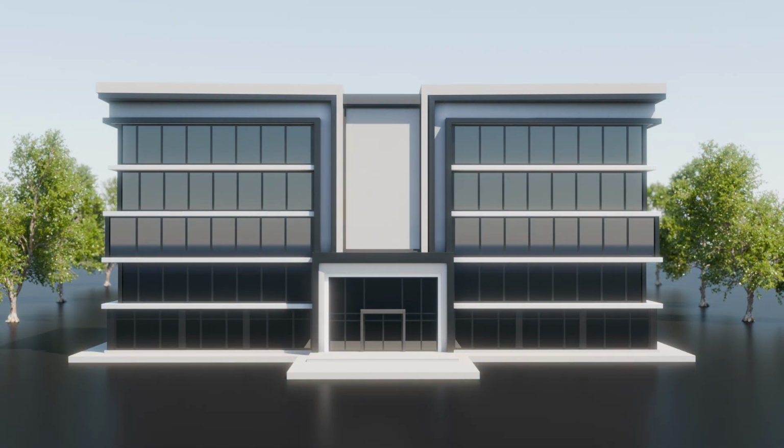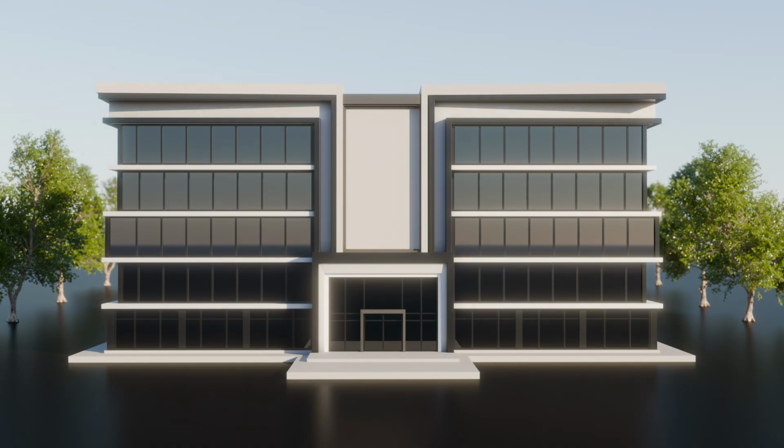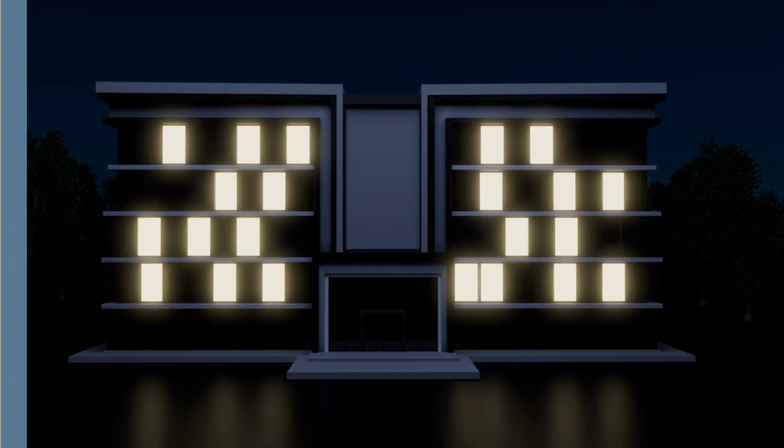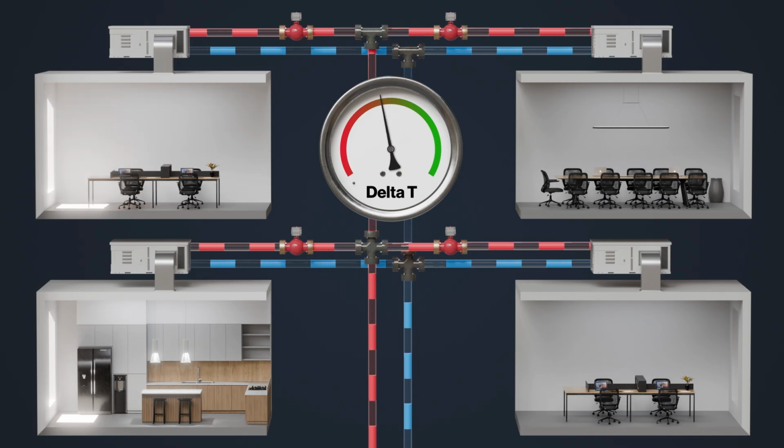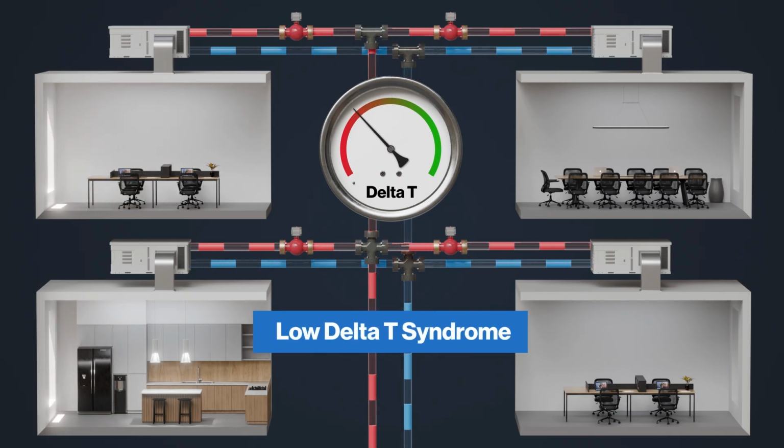Building conditions are constantly changing, from sun, occupancy, and equipment loads. Efficient systems transfer heat effectively throughout the day, regardless of those changing conditions. But in many campuses and buildings, delta-T begins to shrink. This is known as low delta-T syndrome.